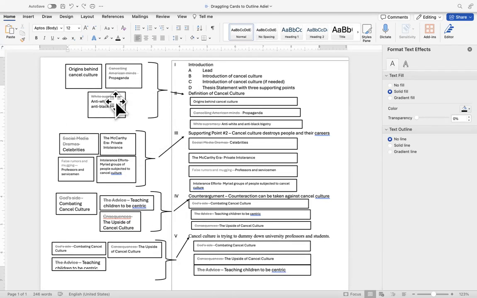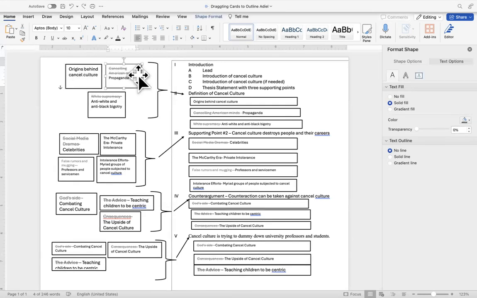So what I did is I tried to organize your cards, but I had to rename some of them. Here's an example. You had Canceling American Minds. I put propaganda, but I kept your title in there in gray. So you see, I struck yours out, but you'll find them under those names in gray. I put all of these in one pile, which is the definition. I put all of these in one pile, which is destroying people and their careers. I put these in one pile, that's counter argument.